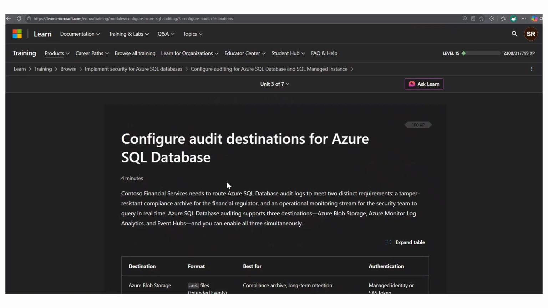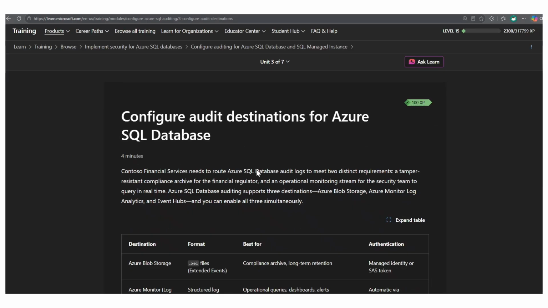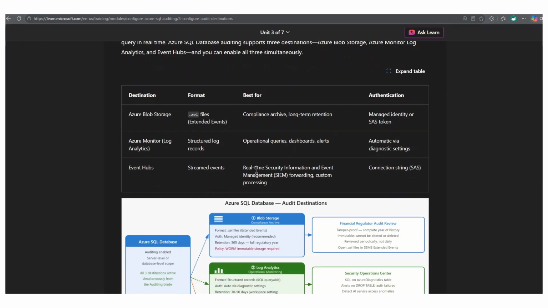The next objective, configure audit destination. Well, we talked about that. We talked about the destination. Remember the Azure Blob storage, right? For compliance, archive, long-term retention. That's the main thing. Authentication is either managed identity or a SAS token, and you want to use managed identity whenever possible.